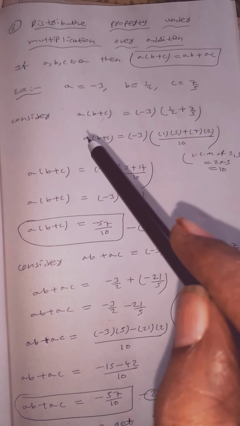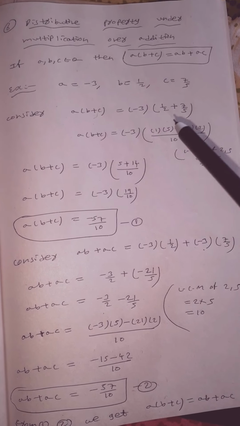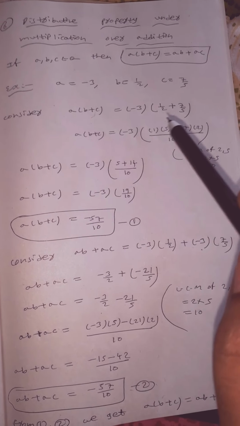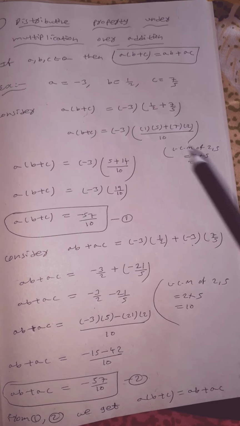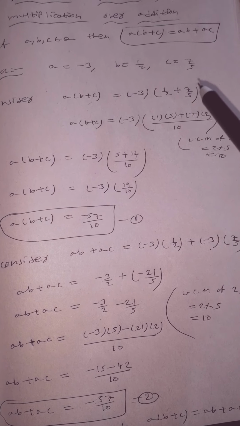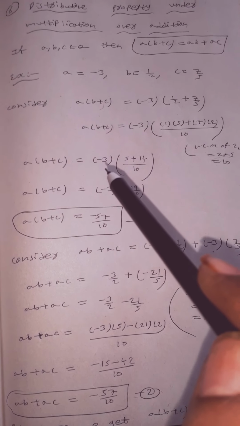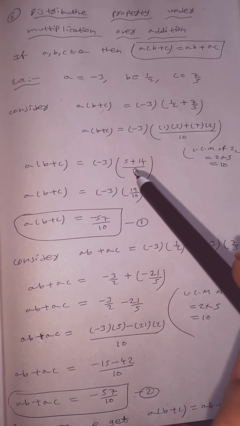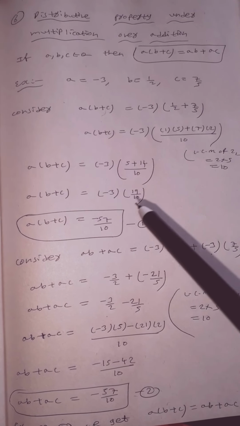So consider the LHS part, children, A into (B plus C). A's value I have taken -3, B's value 1/2 plus C's value 7/5. Write this -3 as it is. For the LCM of 2 and 5, both do not go in the same table, so multiply: 2 into 5 is 10. Then 1 fives are 5, 7 twos are 14, over 10. Write -3 as it is, 5 plus 14 is 19. So 19 by 10.